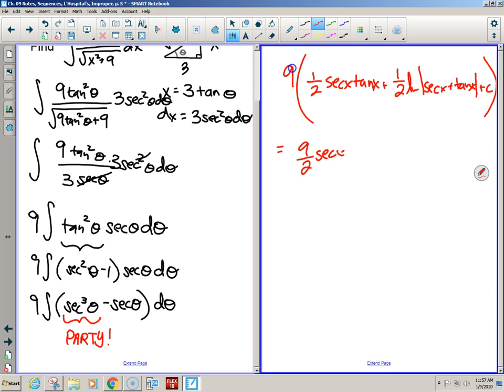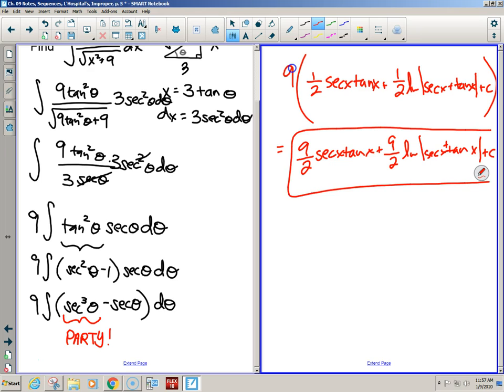9 halves secant x tangent x plus 9 halves ln of secant x plus tan x. Sorry, there was a plus. Dun dun dun dun dun. Suffer once and use it to benefit and make your lives easier on future problems.